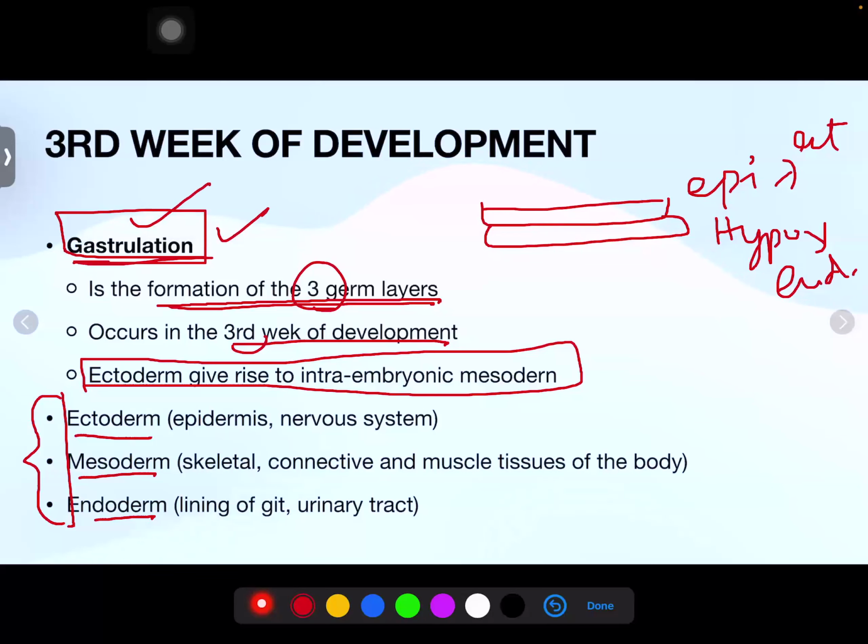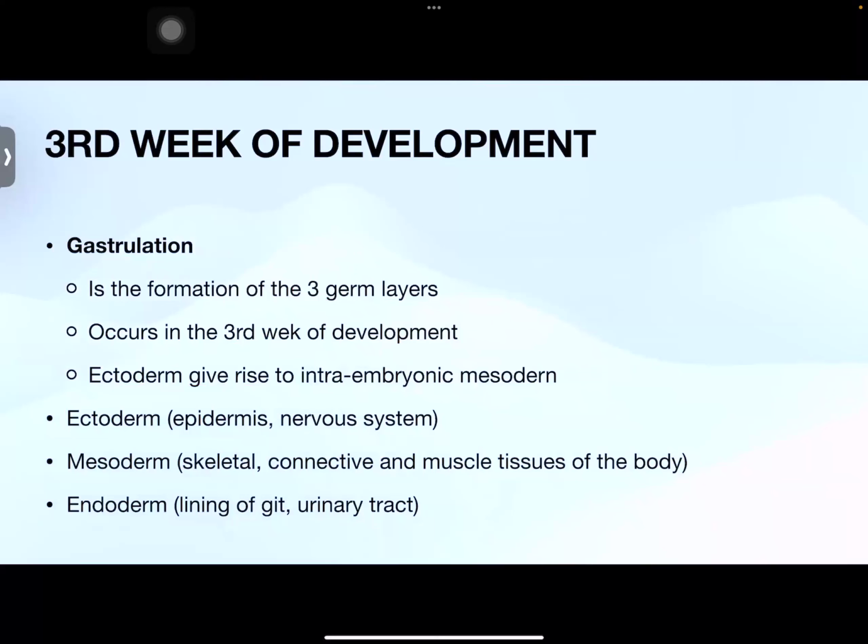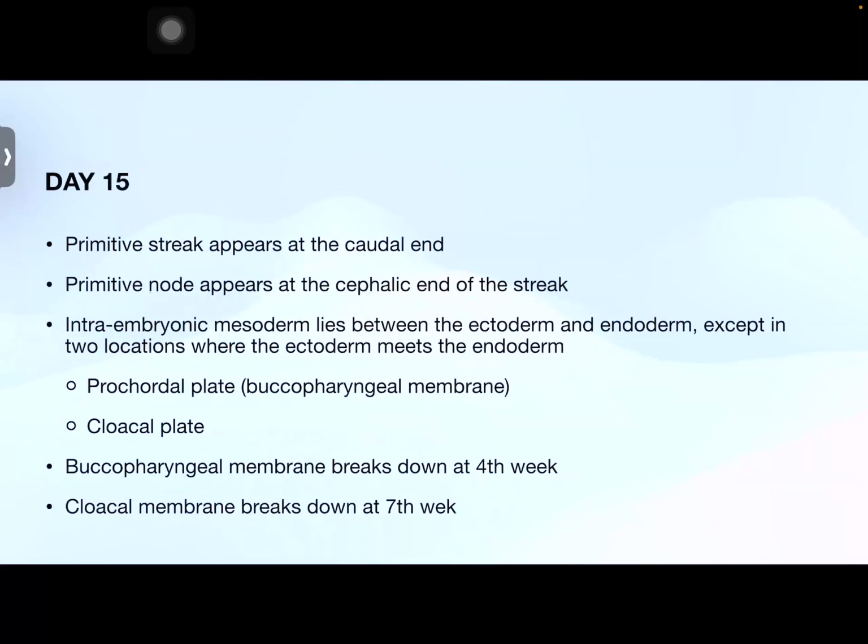Okay, so basically, you all have known the ectoderm. It makes the epidermis, the nervous system. Mesoderm means the skeletal tissue, connective tissue, the muscle tissues of the body will be formed. Endoderm would be making the lining of the GIT and the urinary tract. Okay, we will discuss in detail all the structures which form from these layers.